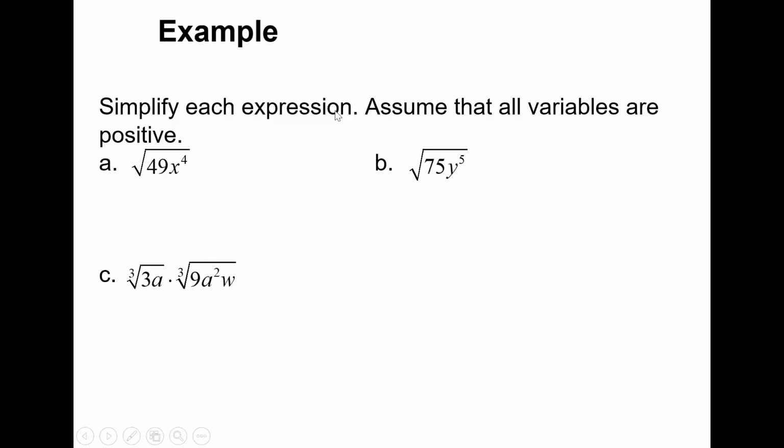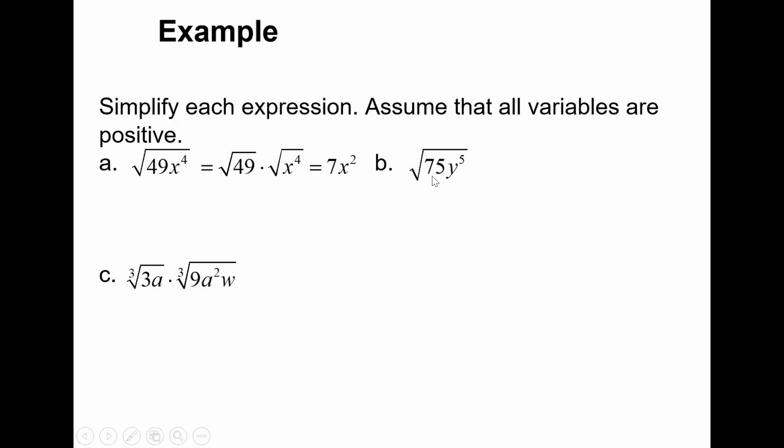All right, so simplify each expression, assume all variables are positive. All right, so the square root of 49x to the fourth. Well, the square root of 49 is 7. The square root of x to the fourth is x squared, and we have it. And all they did was they kind of split it apart into those two things and then did that, but we kind of did it in our head.